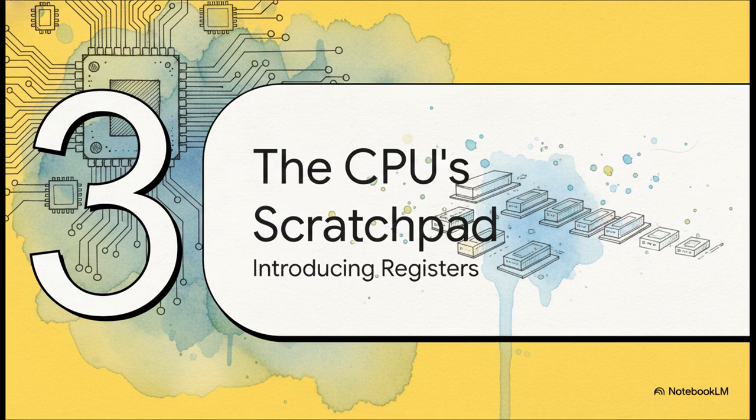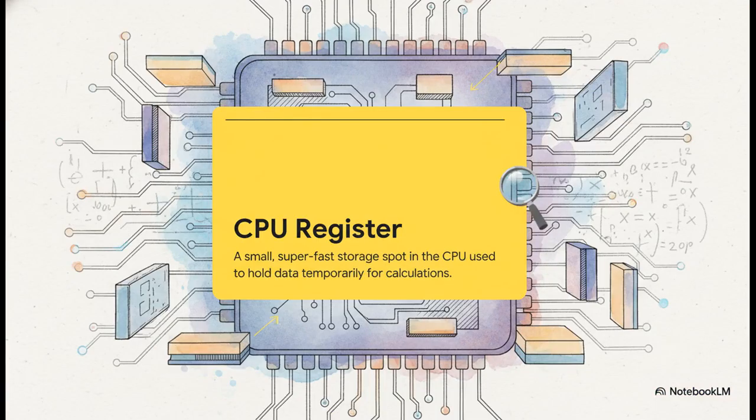Okay, so now let's zoom in a bit. Let's talk about where all this work actually gets done, inside the brain of the computer, the CPU. To do anything at all, the CPU needs a little spot to hold the data it's working on right now, kind of like a personal workbench. And that workbench is made up of things called registers. Now, these aren't your computer's main memory or your hard drive. No. These are tiny, super fast storage spots built directly onto the processor chip itself. It is literally the CPU's personal scratch pad for doing quick math and juggling data.